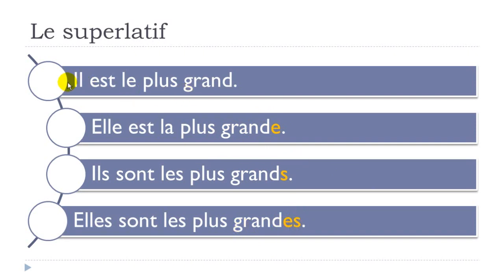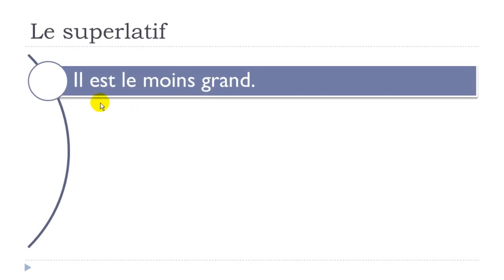Okay, so one more time. Il est le plus grand, elle est la plus grande, ils sont les plus grands, elles sont les plus grandes. All right? So what if we put this least concept? It would be il est le moins grand, so it will follow exactly the same rule. First you put this le just because it's masculine, and then you put your adjective after.